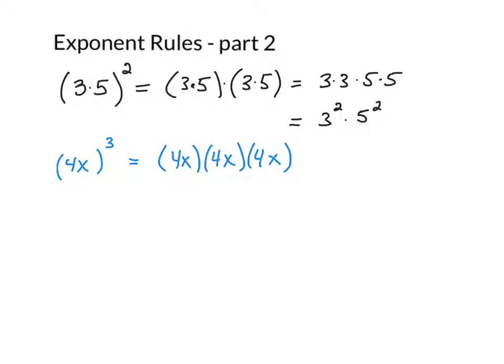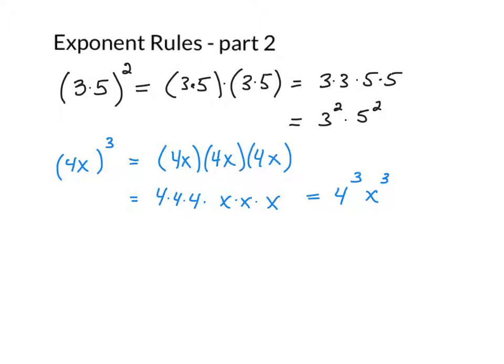Very similar to what we did before, I'm just going to regroup everything. In my previous example up here, I put all my 3's together and all my 5's together. So what I'll do here is put all the 4's together, and put all the x's together. So I'm going to get 4 times 4 times 4 times x times x times x. 4 times 4 times 4, another way to write that is 4 cubed. x times x times x, another way to write that is x cubed.